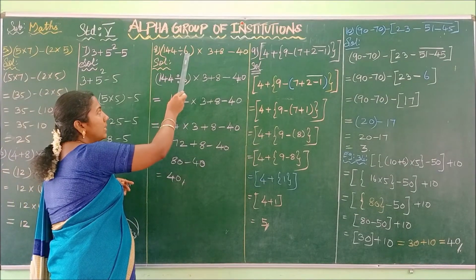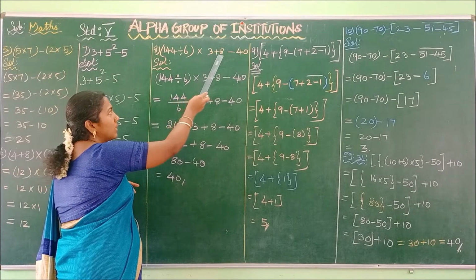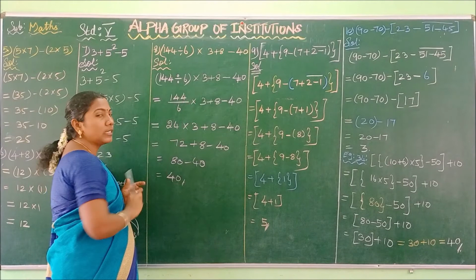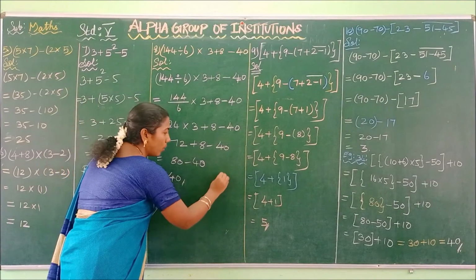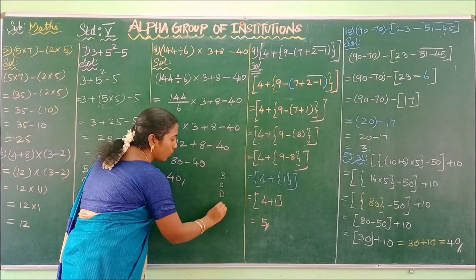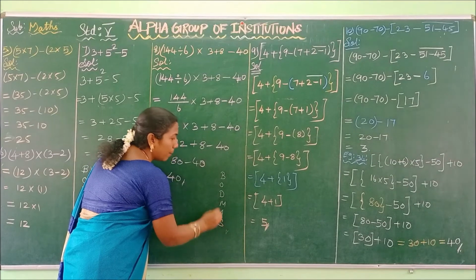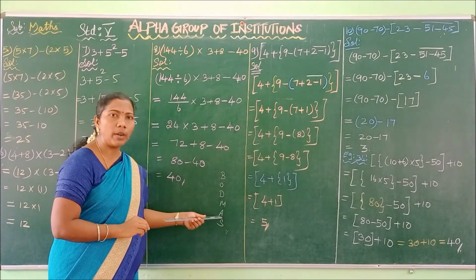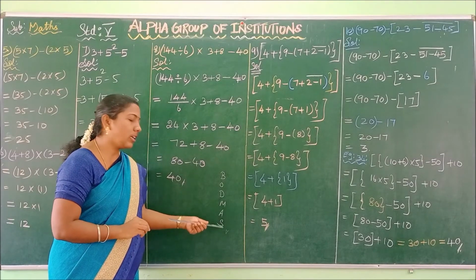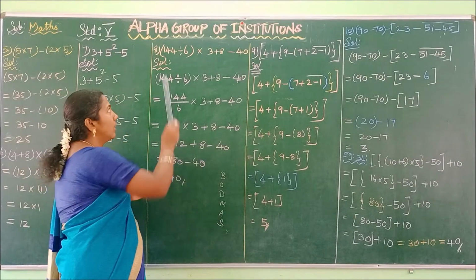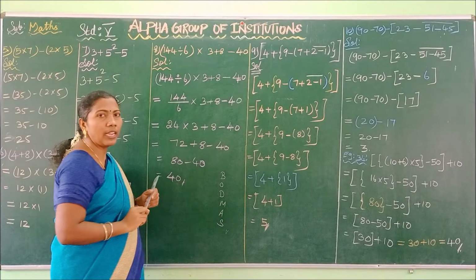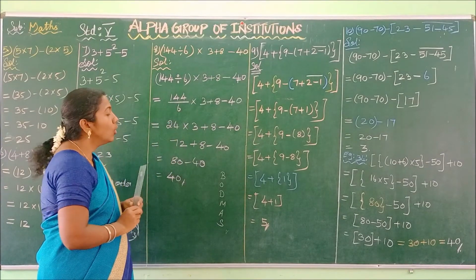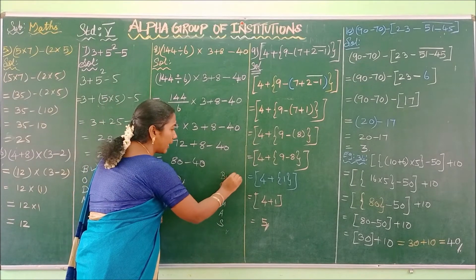144 divided by 6 into 3 plus 8 minus 40. You have to evaluate this sum by using Bode-Morse. According to the Bode-Morse rule, first you have to evaluate bracket and then of and then division and then multiplication and then addition and then subtraction. Check whether the expression contains a bracket. Yes, it has one bracket. It is a simple bracket. So you have to evaluate the bracket first.